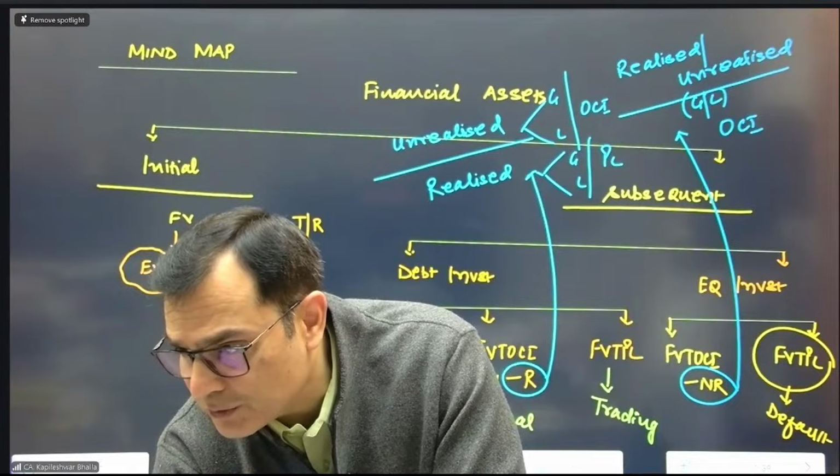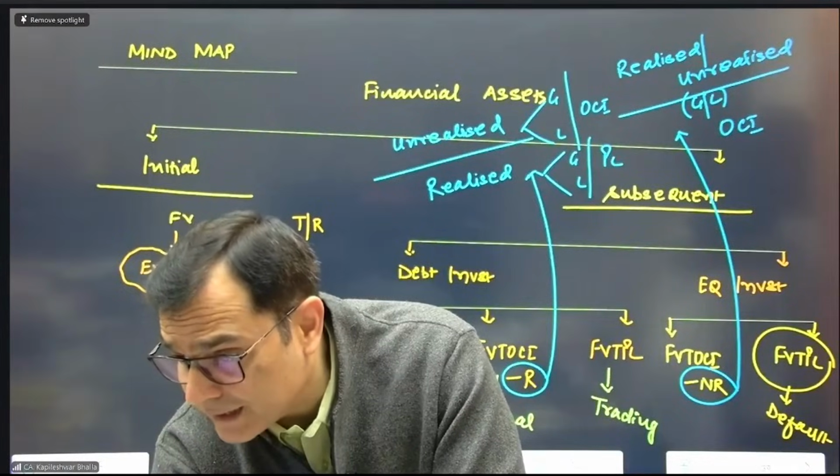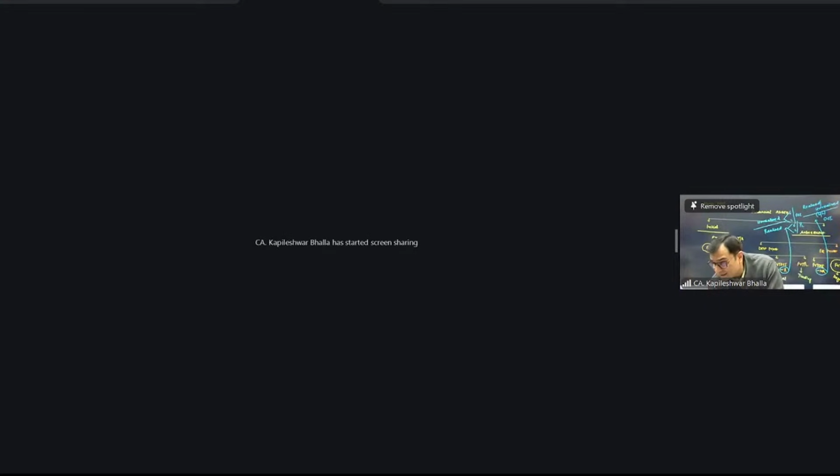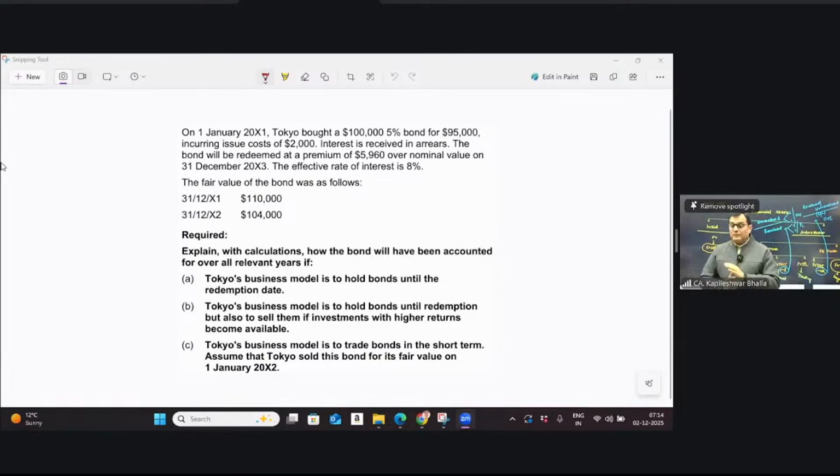It's a good question which is going to give us a good insight. I've already done, I guess, one of the cases in this question with you when I was explaining the concept of amortized cost. Now please have a look at the question which is on your screen. It says on 1st January, and I would advise you maybe take a snapshot, just take a control window screen and just take a snapshot of this question because I'm going to work on this question for my 3 cases. It says on January X1, Tokyo bought 1 lakh 5% bond for 95,000.